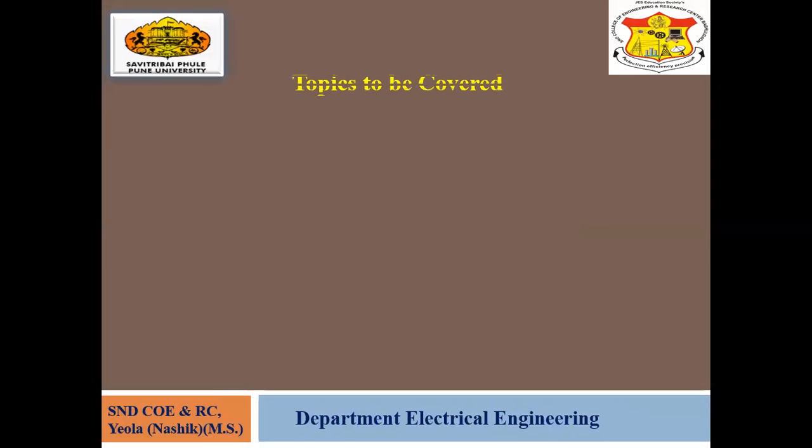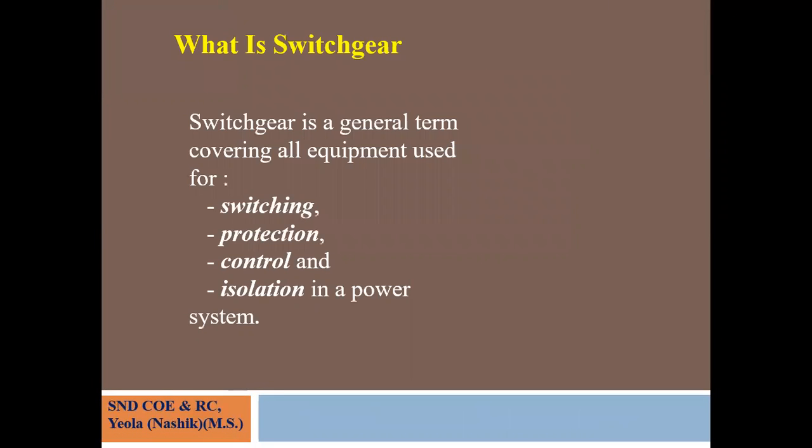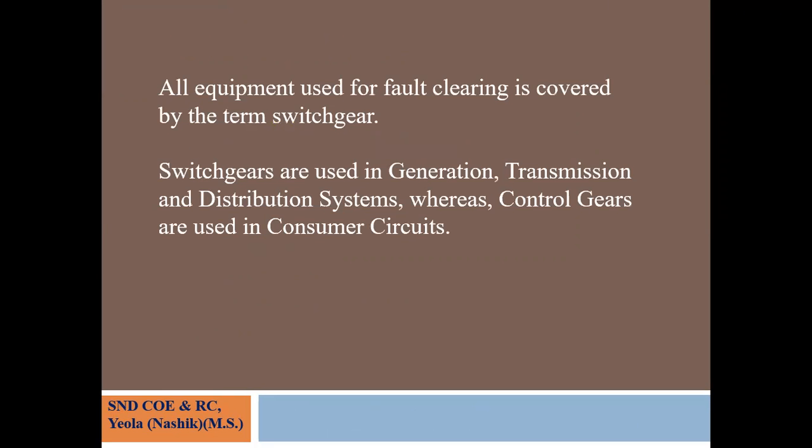Today, we are going to discuss the topic Introduction to Switchgear. First, what is switchgear? Switchgear is a general term covering all equipment used for switching, protection, control, and isolation in a power system. All equipment used for fault clearing is covered by the term switchgear. Switchgears are used in generation, transmission, and distribution systems, whereas control gears are used in consumer circuits.